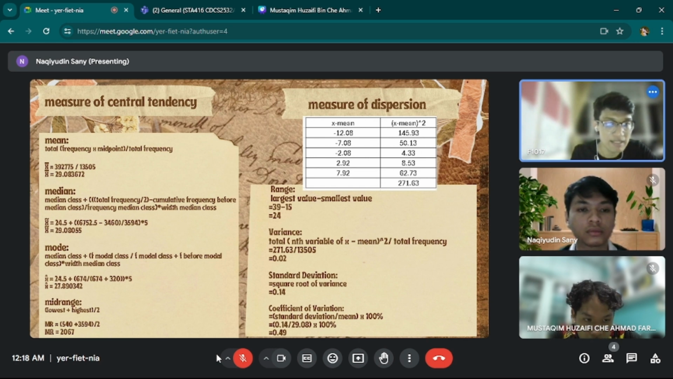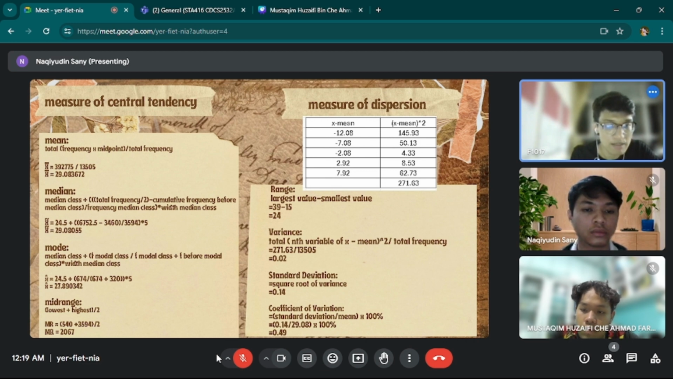The second one, median: we need to find the median class plus total frequency divided by 2, minus cumulative frequency before the median class, divided by the frequency of the median class, and multiplied by the class width. We get 24.5 plus 6,752.5 minus 3,460, divided by 3,594, and multiplied by 5, and we get 29.08055.